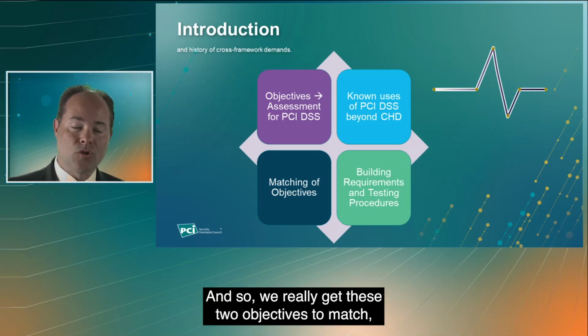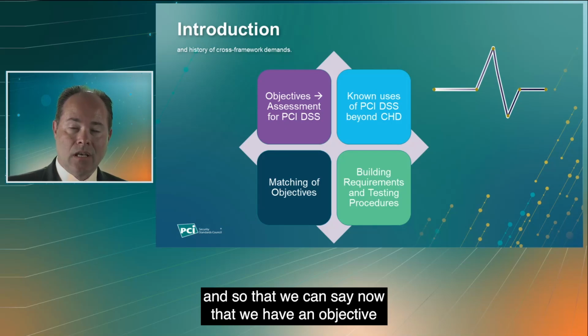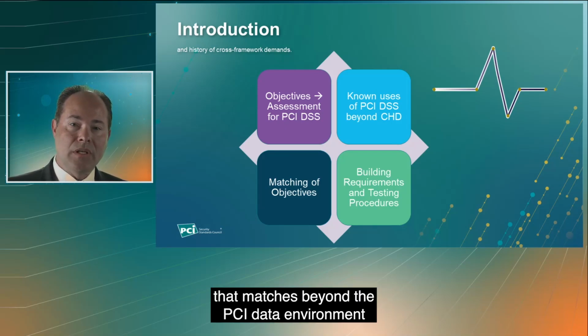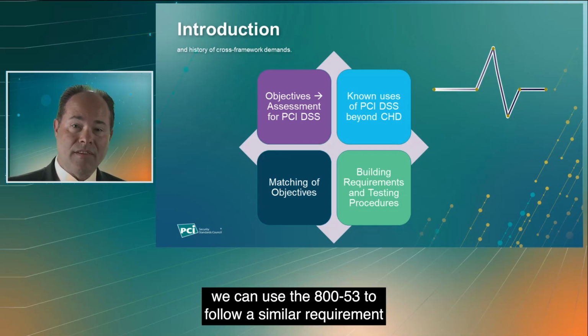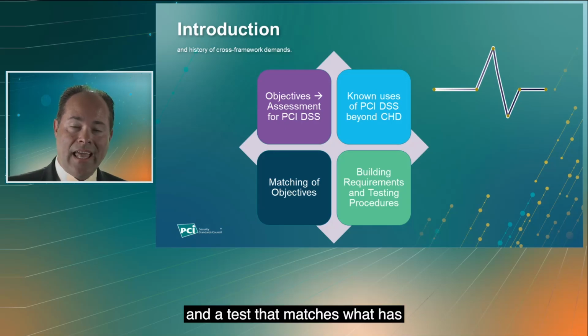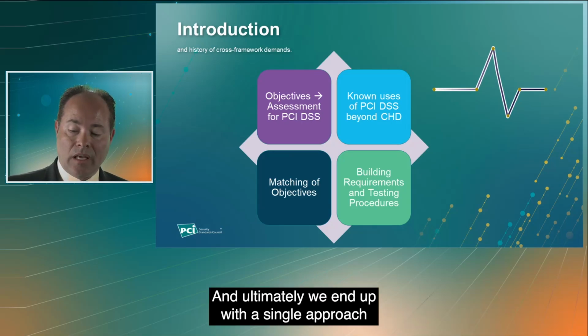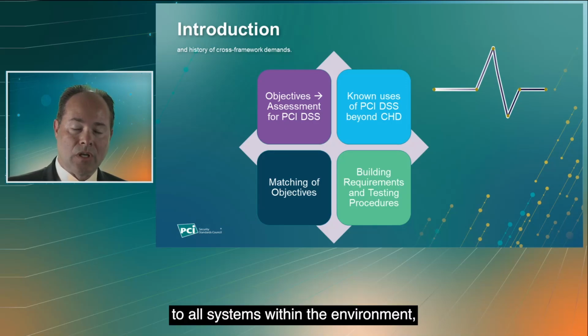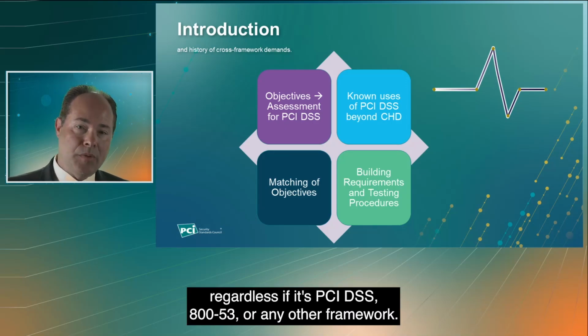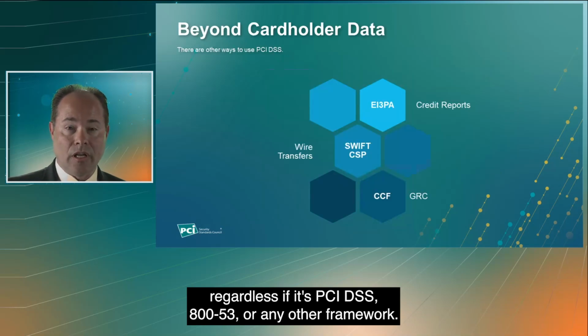And so we really get these two objectives to match, and so that we can say, now that we have an objective that matches beyond the PCI data environment, we can use the 853 to follow a similar requirement and a test that matches what has already been published in the PCI DSS. And ultimately, we end up with a single approach to all systems within the environment, regardless if it's PCI DSS, 853, or any other framework.